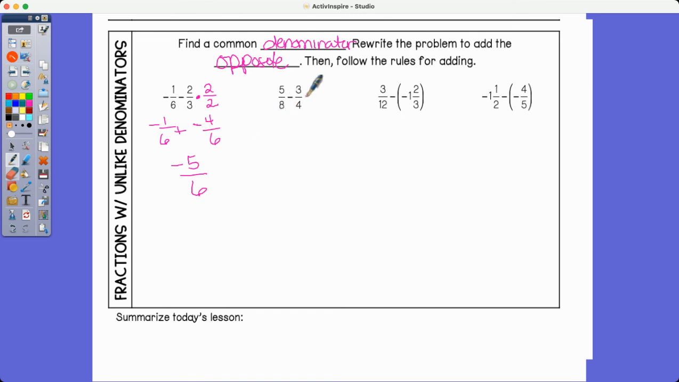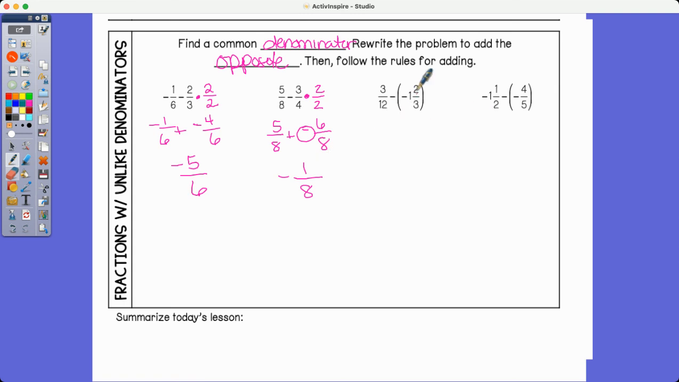Okay, same thing we're going to do. Least common denominator between 8 and 4 is 8. So I need to multiply my 4 by 2. That gives me 5/8 plus a negative 6/8. In this case, they're different signs, so I need to subtract. 6 minus 5 is 1/8. Bigger sign, negative.